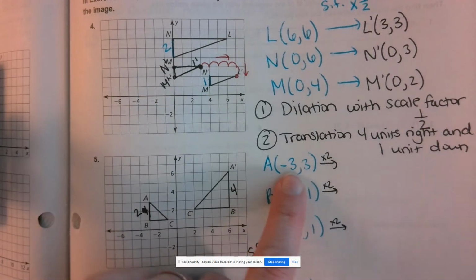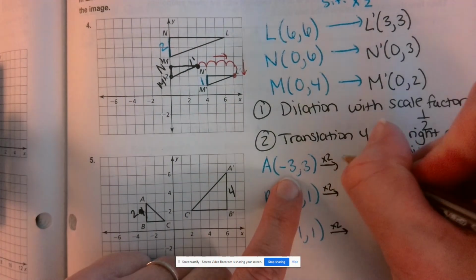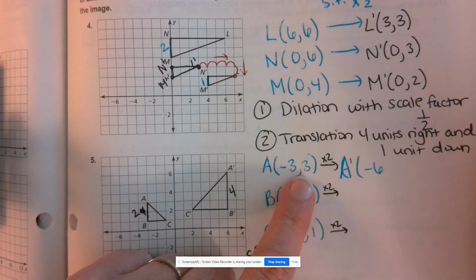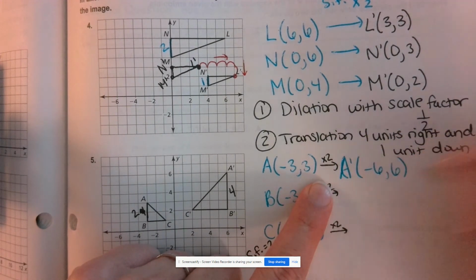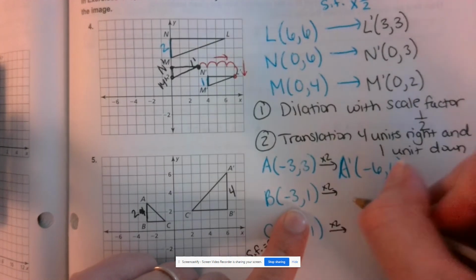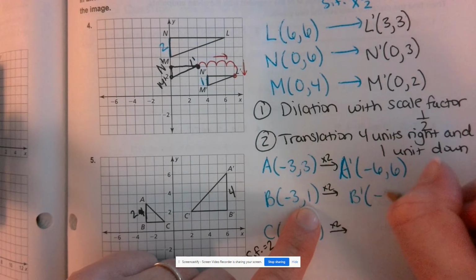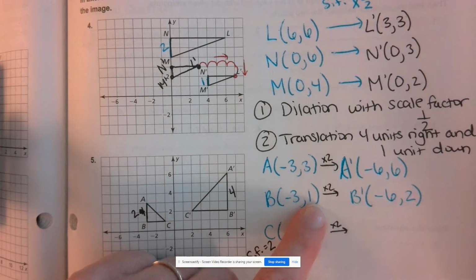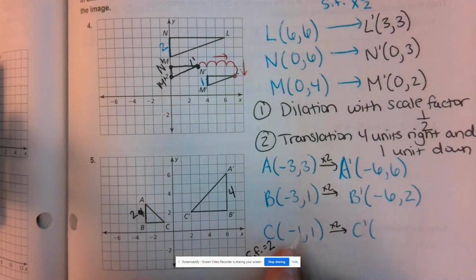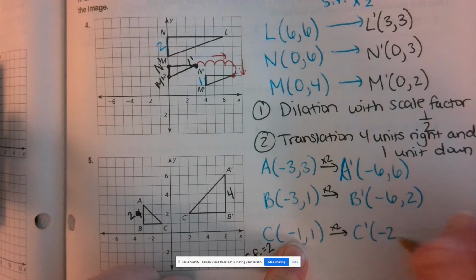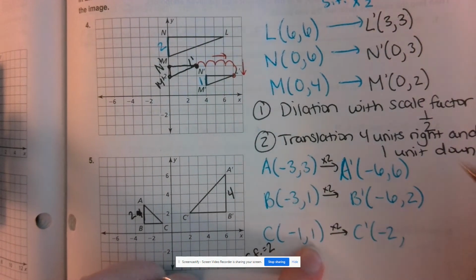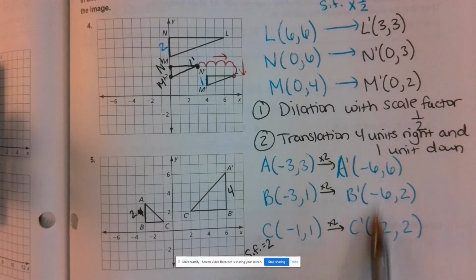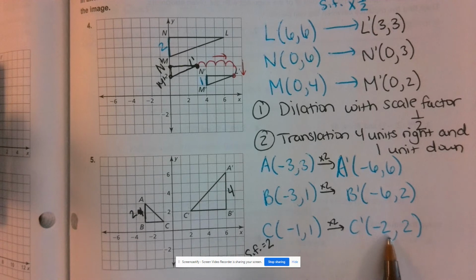When I do this, let's see, -3 times 2 gets me -6. 3 times 2 is 6. -3 times 2 is -6. 1 times 2 is 2. -1 times 2 is -2. And 1 times 2 is 2. I'm going to go ahead and graph these 3 points on my coordinate plane.